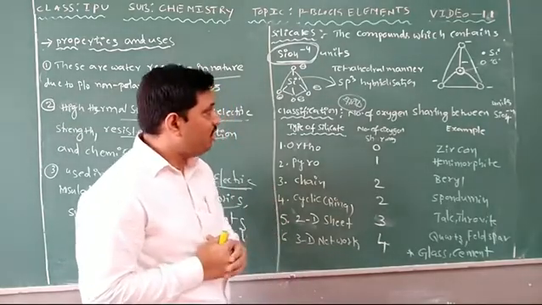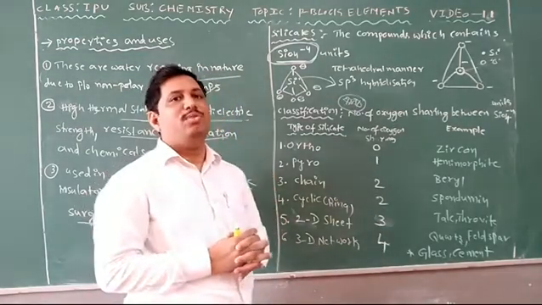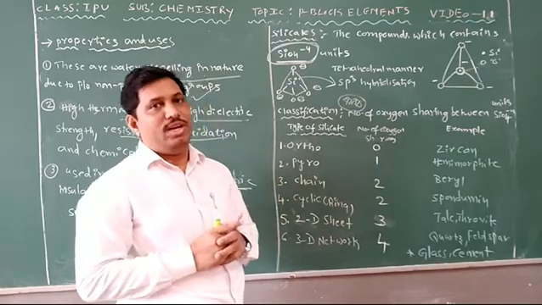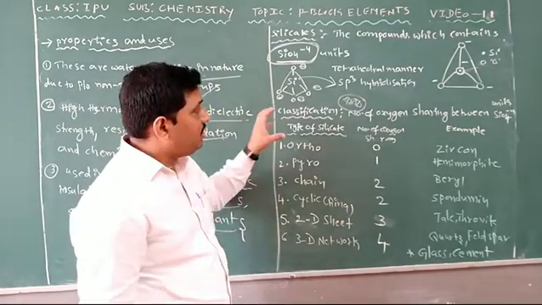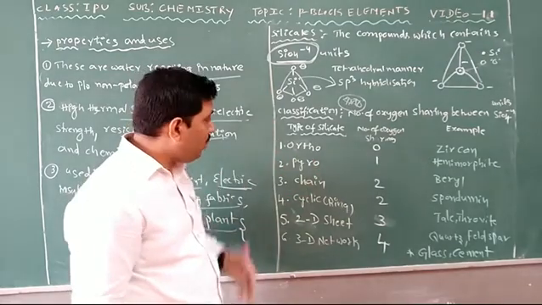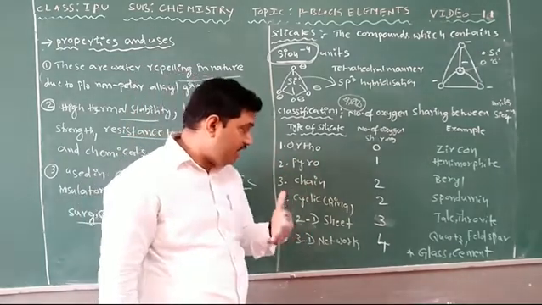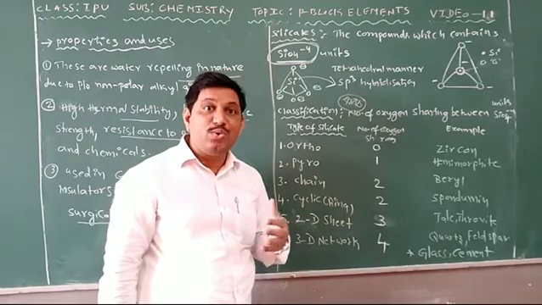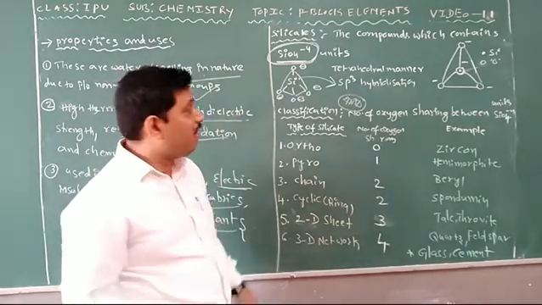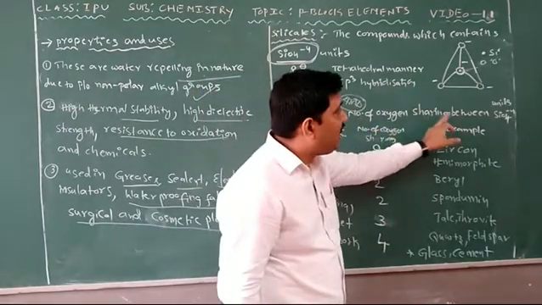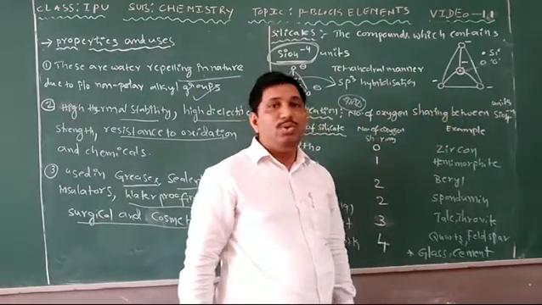This tabular form is not there from the board point of view, but from the competitive point of view, they will ask, student. That is the classification of silicates. The silicates are classified into orthosilicate, pyrosilicate, chain silicate, cyclic silicate, two-dimensional sheet silicate, and three-dimensional network silicate, depending upon the number of oxygen atoms shared between the two silicate units.